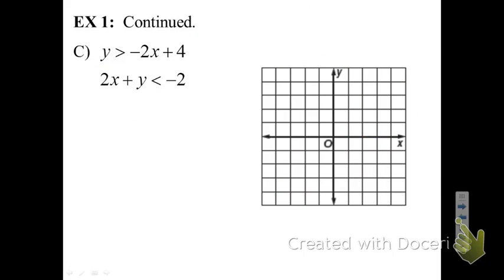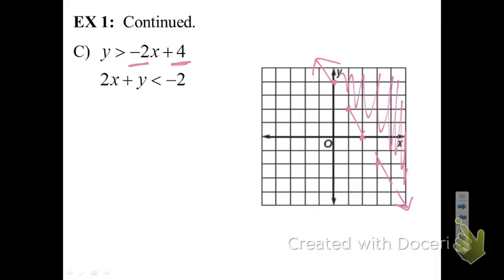Okay, here's your last one. We can easily pick out our slope and our intercept. So we start up 4, apply our slope down 2 over 1, down 2 over 1. We have a dashed line because there is no equal and y is greater than, so we would just shade above that line.